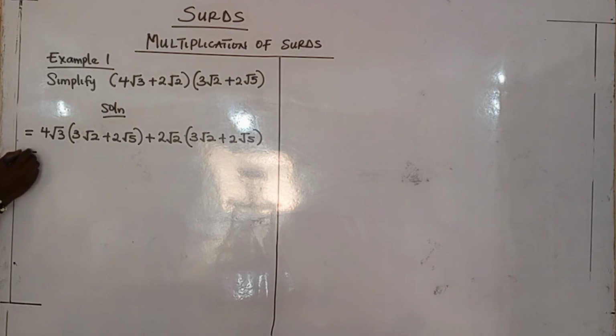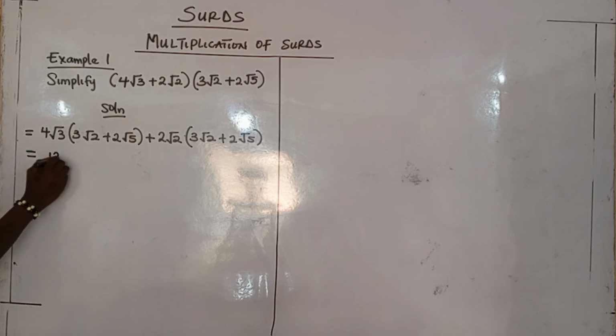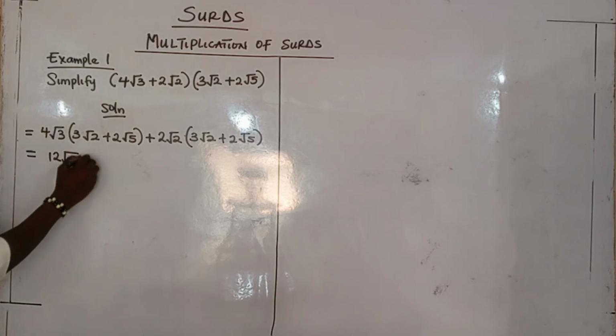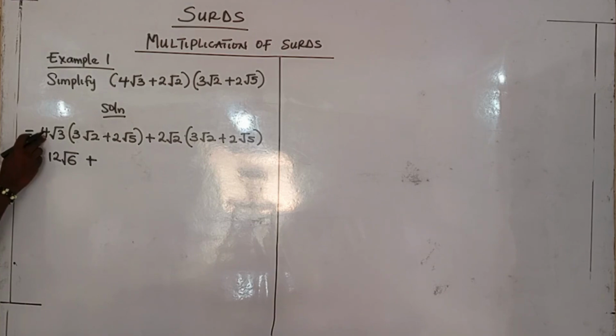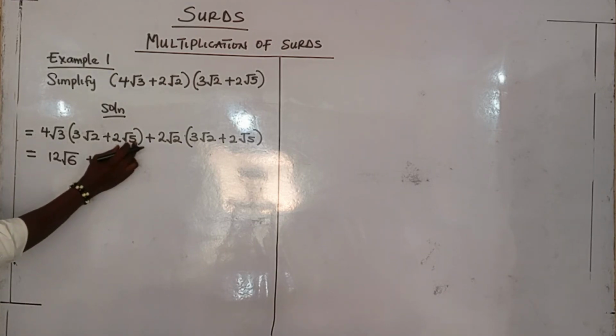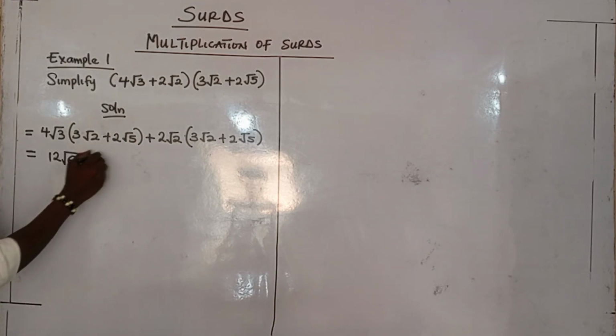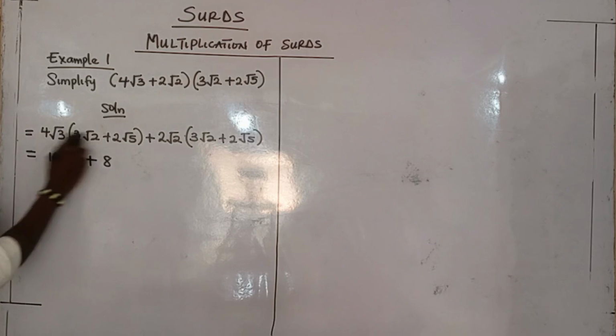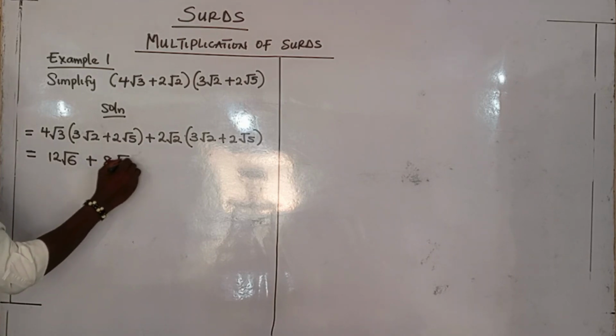So remember, in multiplication, the number outside multiplies the number outside, and the one inside the square root sign multiplies the one inside the square root sign. So 4 times 3 is going to give us 12. Then root 3 times 2 will give us root 6. Then plus, now the same 4 will be used to multiply the second number here. 4 times 2 will give us 8, and then root 3 times root 5 will give us root 15.